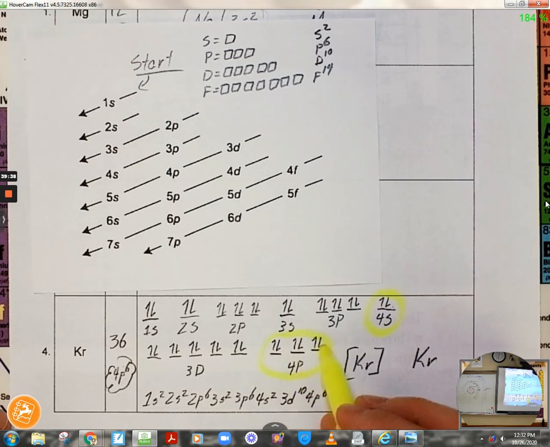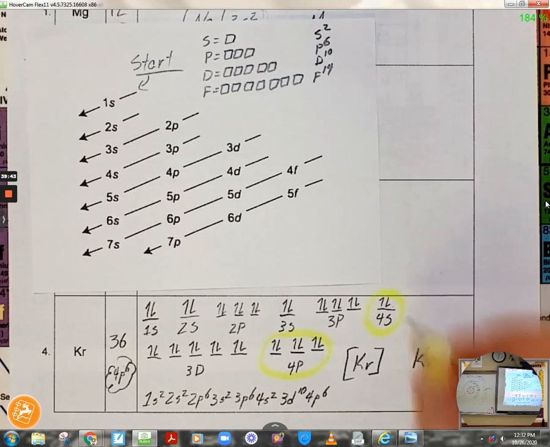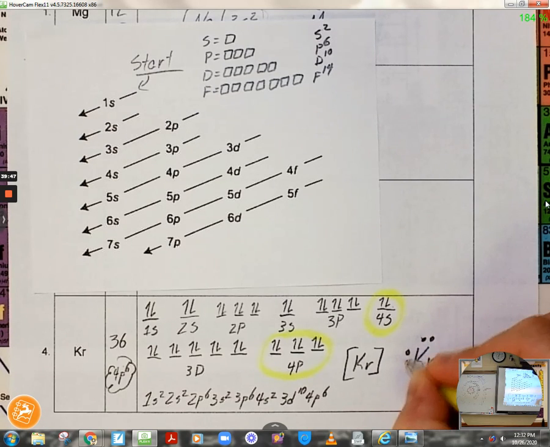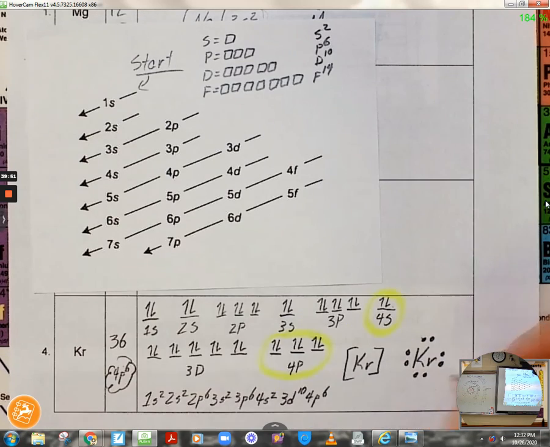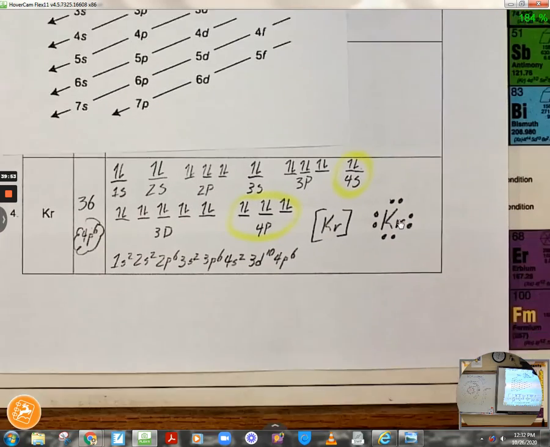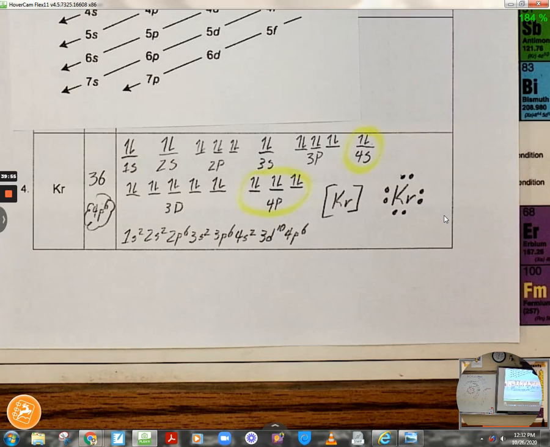Now, what do you notice about how they're set up in their orbitals? They are all paired. So I've got 4 pairs of electrons. Pair up top, pair over here, pair down here, and a pair right here. It's got a full set of 8, which is what makes it a noble gas, because it's stable and it does not react, because it doesn't need to. It's got all the electrons that it needs.